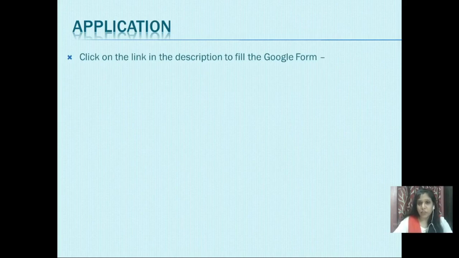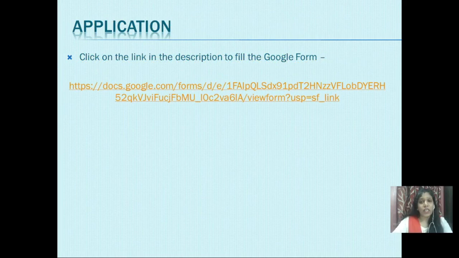Now application part. Click on the link below in the description to fill in the Google form. Children, click on this link, you will go to the Google form. I have mentioned two questions which state draw an acute angle and draw a right angle triangle. You need to draw it in your notebook. Please click an image and upload it. Okay? And the rest are normal questions you have to answer in the Google form itself.